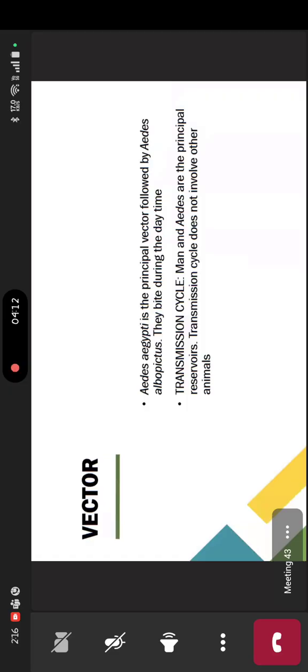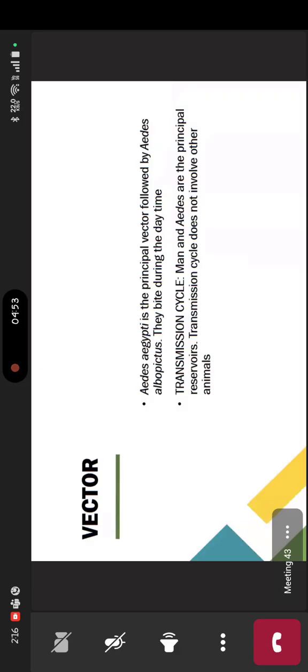In case of dengue, we have a mosquito as a vector, which plays a very important role in transmission of the disease from person to person and from mosquito to person, right? So which mosquito? Here you can see Aedes aegypti, and the second one is Aedes albopictus. We have two mosquitoes, Aedes aegypti and Aedes albopictus. These two are the principal vectors which help in the transmission of dengue from one person to another, or from mosquito to human beings.